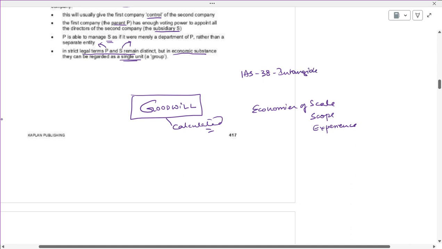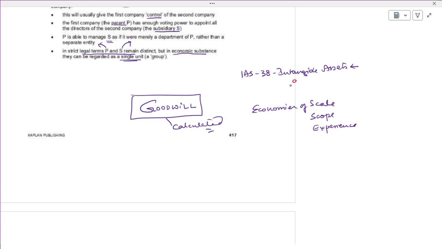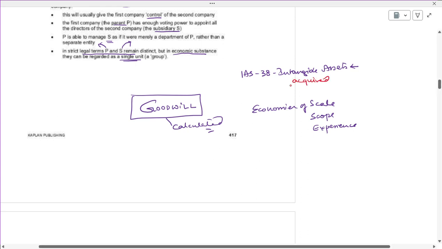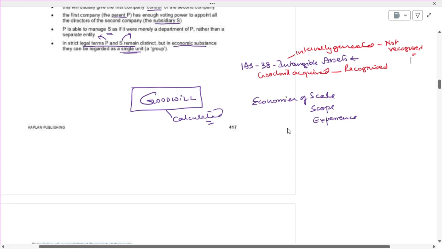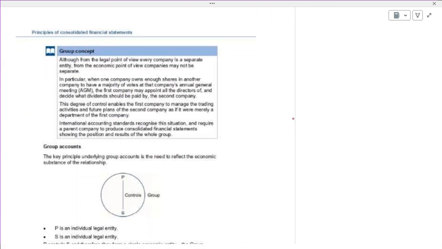I'm just focusing on intangible assets. What is the rule for intangible assets? An intangible asset should be acquired. Goodwill has to be acquired, as simple as that. If goodwill is acquired, meaning you are paying, then only it is going to be recognized. If the goodwill is internally generated, it is not recognized. This is one of the criteria of IAS 38.